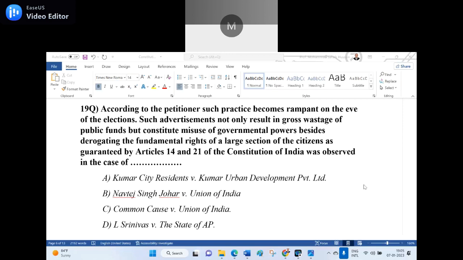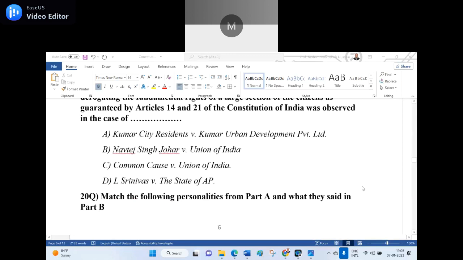The right answer is Navtej Singh Johar versus Union of India. Wrong. Sir, option A, Kumar City Residents versus Kumar Urban Development Authority. Wrong. Sir, Srinivas versus the State of AP. Wrong. Common Cause is the right answer, Common Cause versus Union of India. Common Cause is an NGO, and along with two other NGOs they challenged this act. They said the time was being unnecessarily wasted and there was gross public misuse of governmental powers. They challenged it and they won the case.